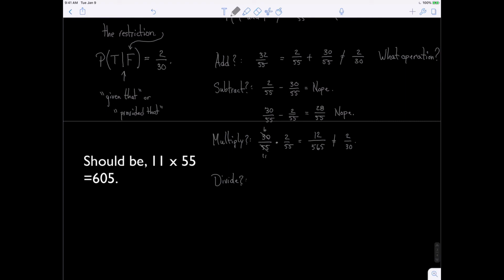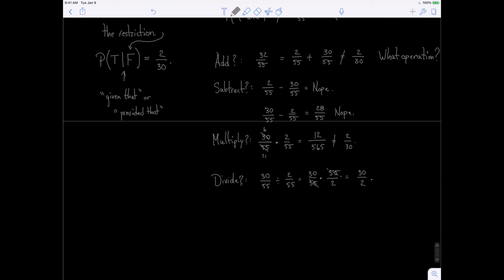Let's try division and see if that works. If I take 30 out of 55 and divide it by 2 out of 55, remember that's 30 out of 55 times the reciprocal of the second fraction, 55 over 2. Notice the 55s cancel, and that leaves me with 30 over 2. Look at that, we are very close. We wanted 2 over 30, so it's the wrong way.